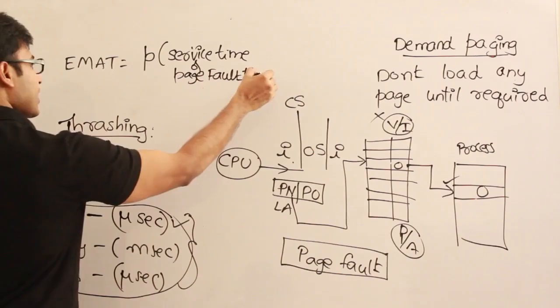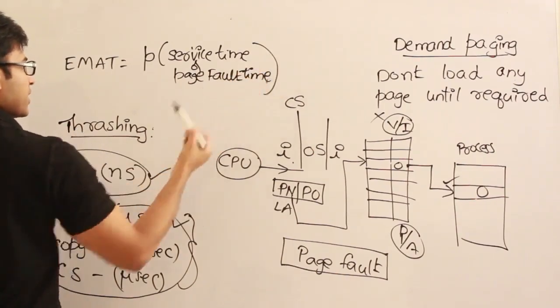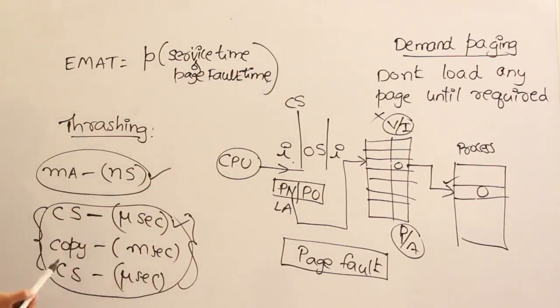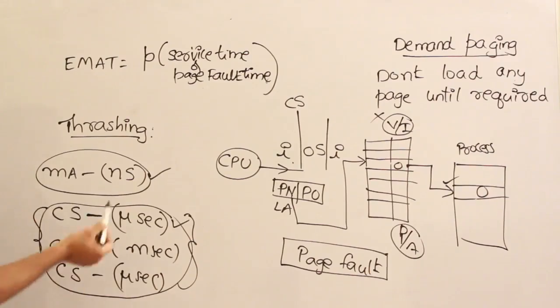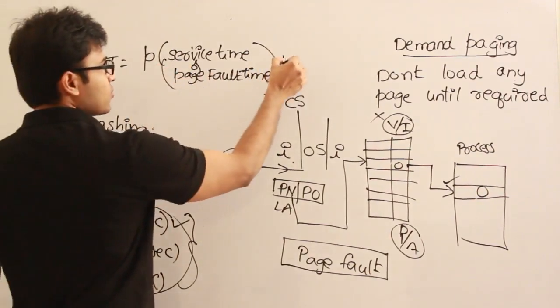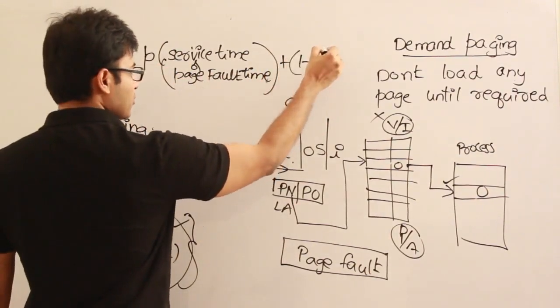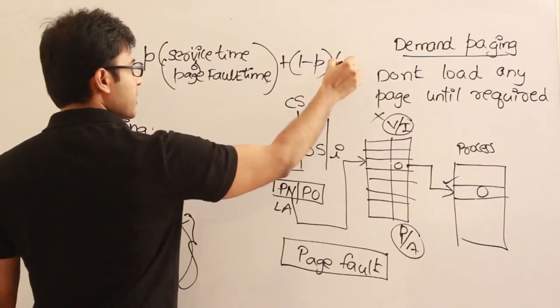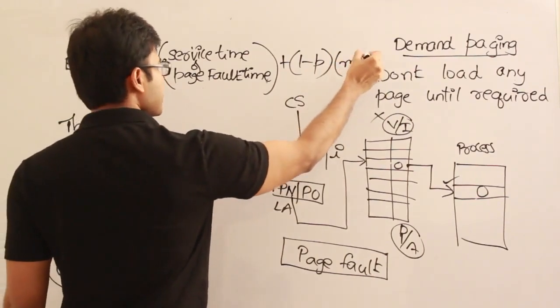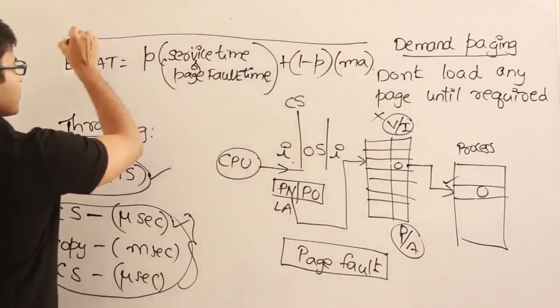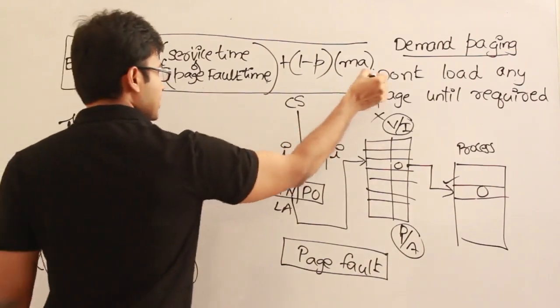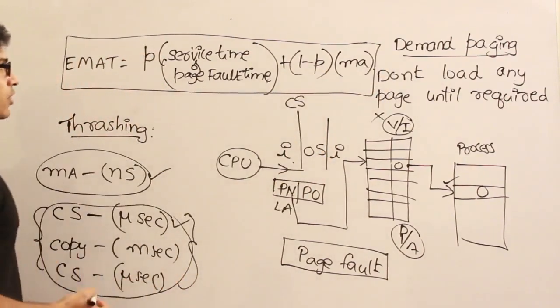This is the time taken to get a page and restart the process in case of a page fault. In case there is no page fault, you have to directly get it from the main memory, right? Then it will be just the memory access time. So this is the effective memory access time in the light of page faults.